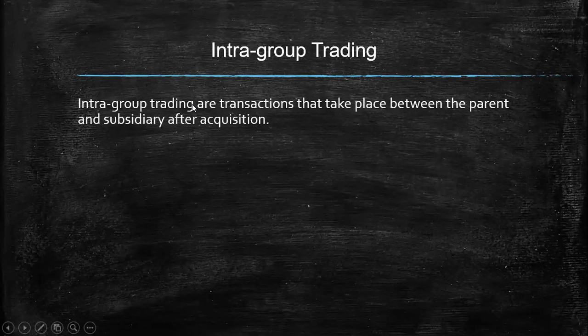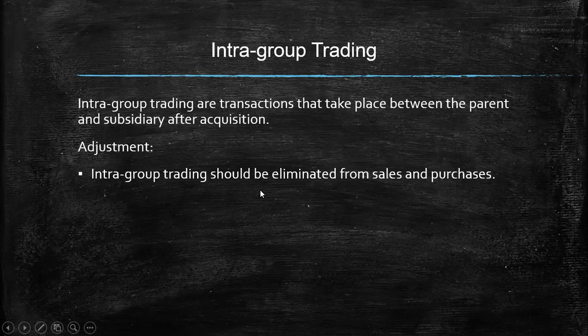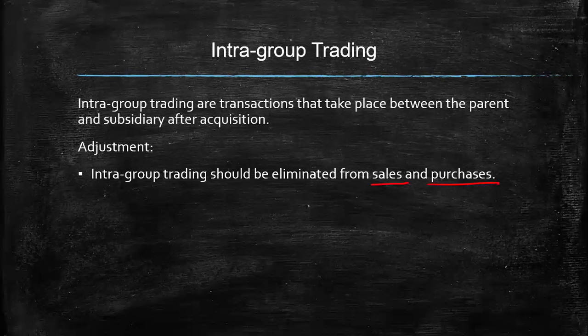Mainly, these adjustments will come from the intra-group trading, intra-group transactions. Intra-group trading are transactions that take place between the parent and subsidiary after acquisition. Now, the adjustment required here is first of all the intra-group trading that has to be eliminated from the sales amount and the purchases amount. If parent and subsidiary are selling goods to each other, if parent is selling to subsidiary or subsidiary is selling to parent, those sales and purchases amounts will be included in the revenue and the cost of sales amounts of the parent and the subsidiary, or the subsidiary and the parent.